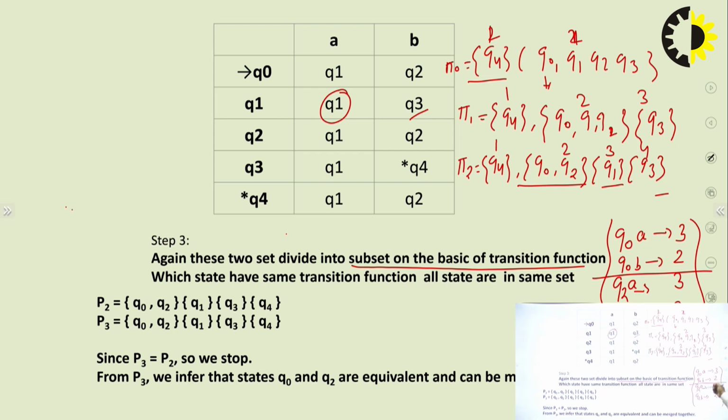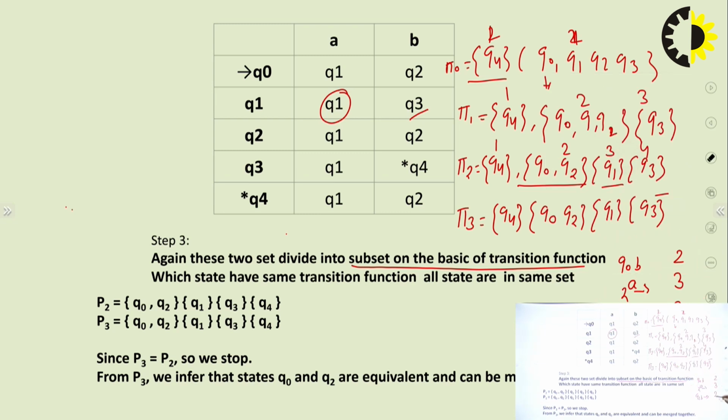It means these two states are minimized into a single state. That is pi 3: Q4, Q0, Q2, Q1 and Q3. If these two iterations are the same, then stop the minimization, and this is your final solution.